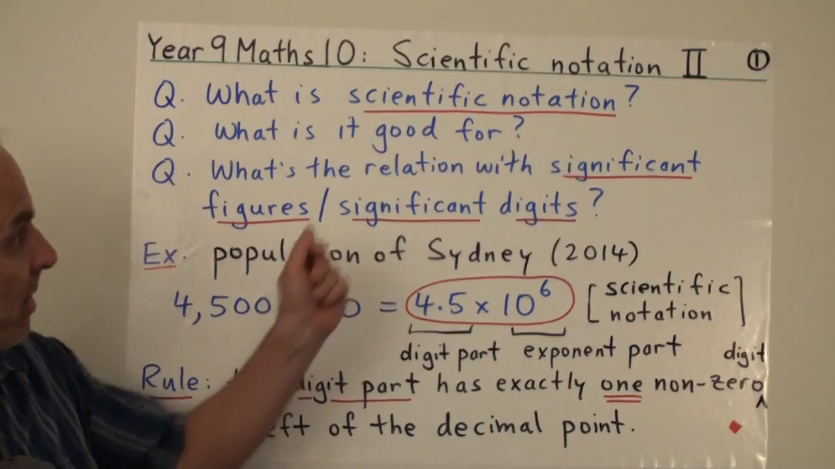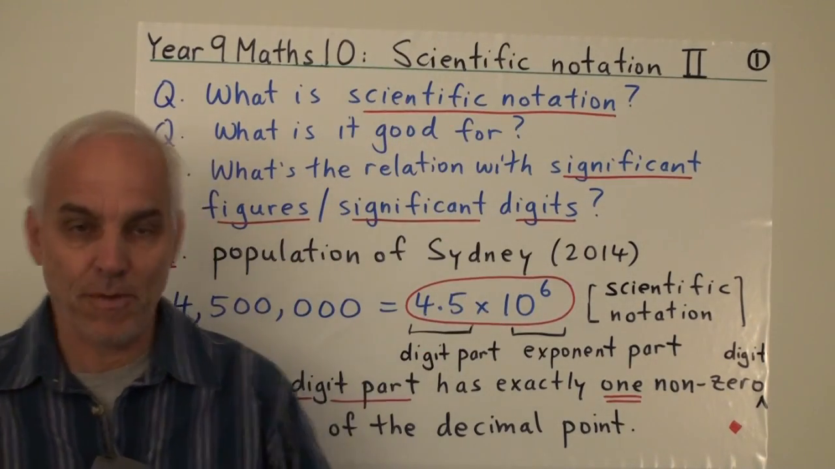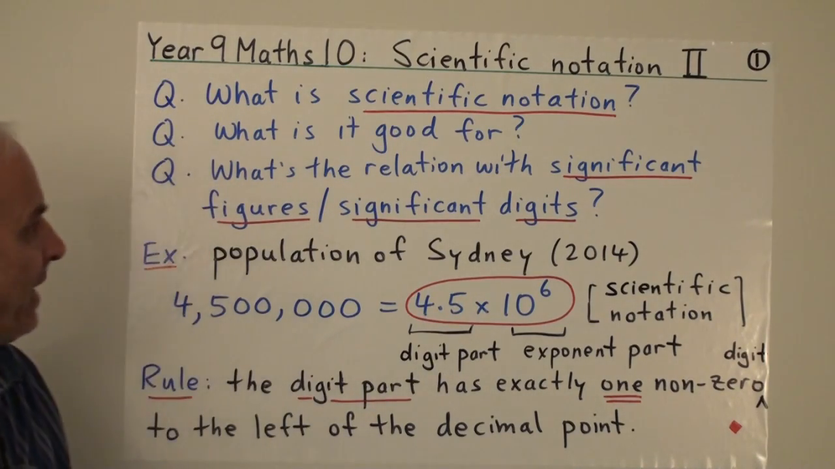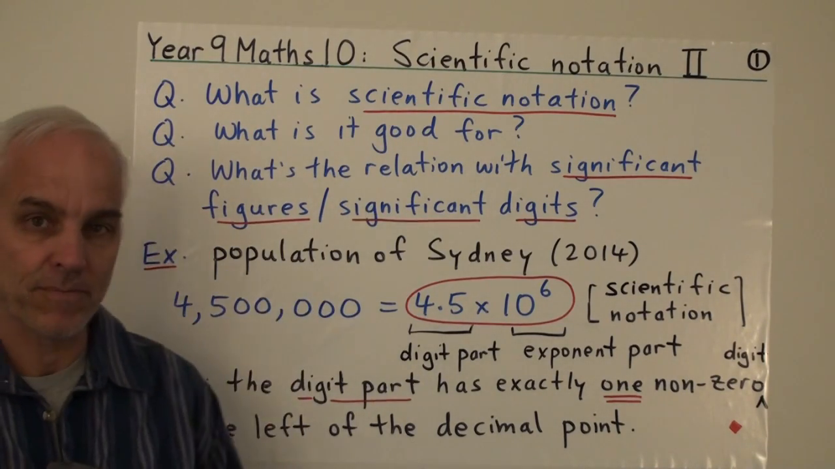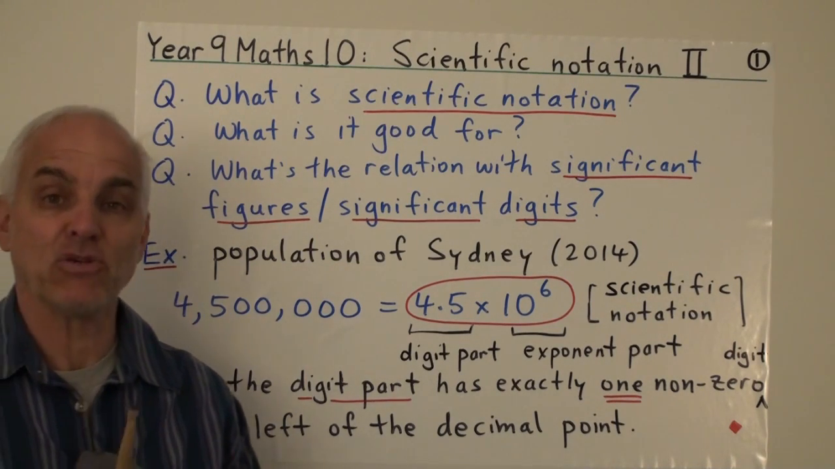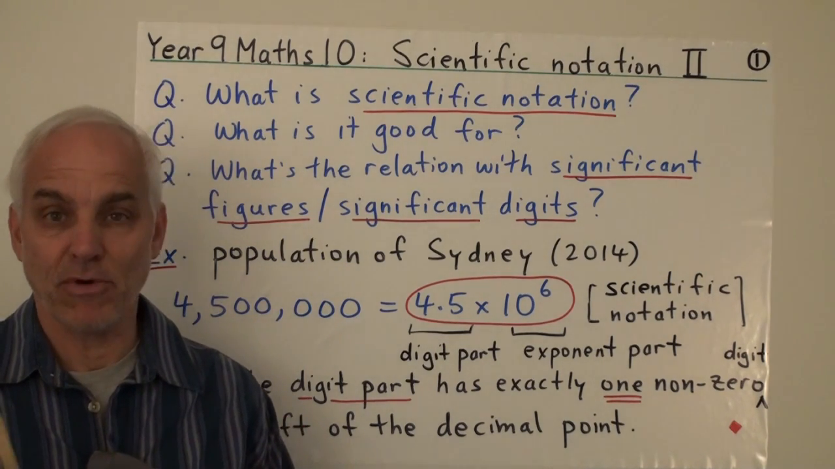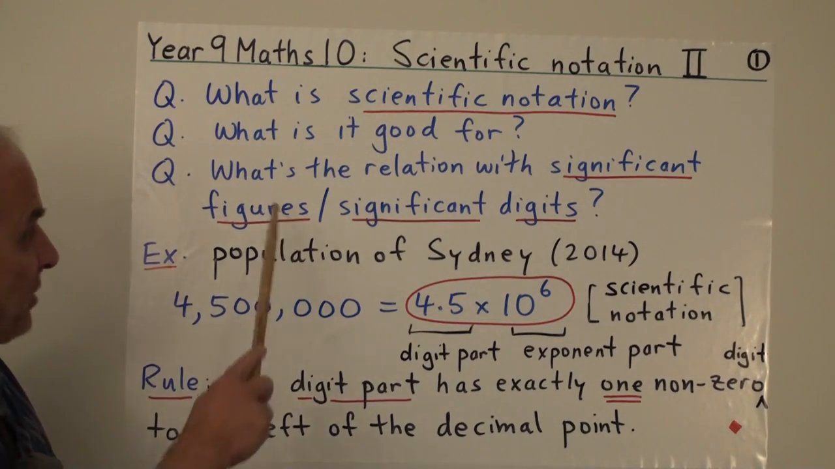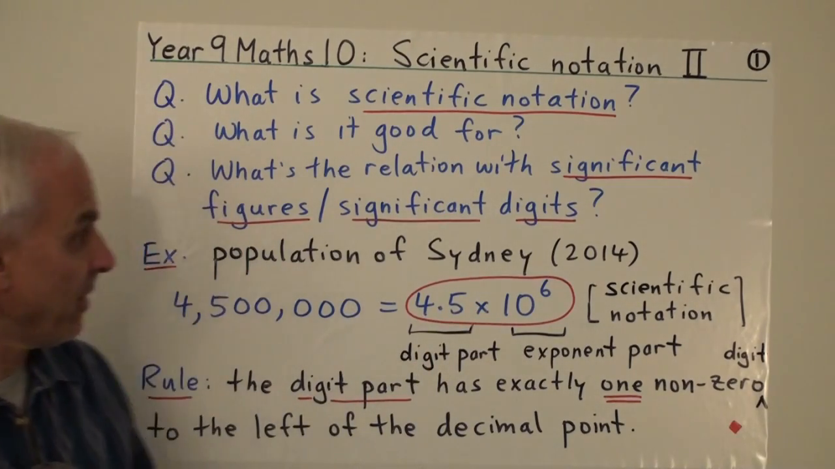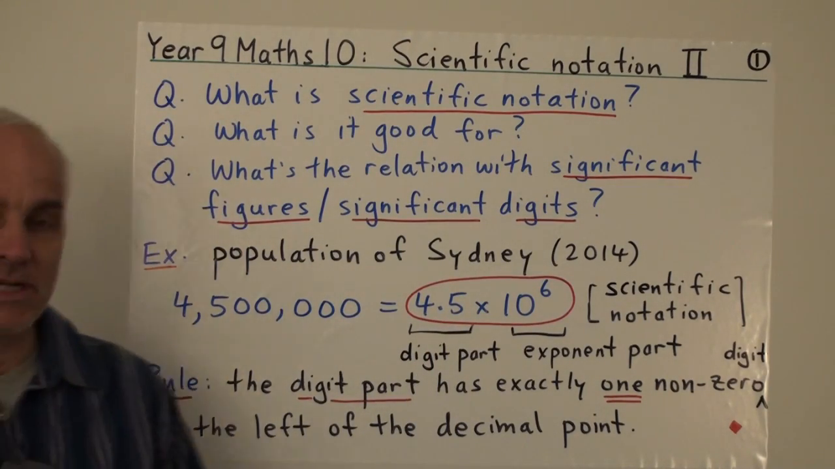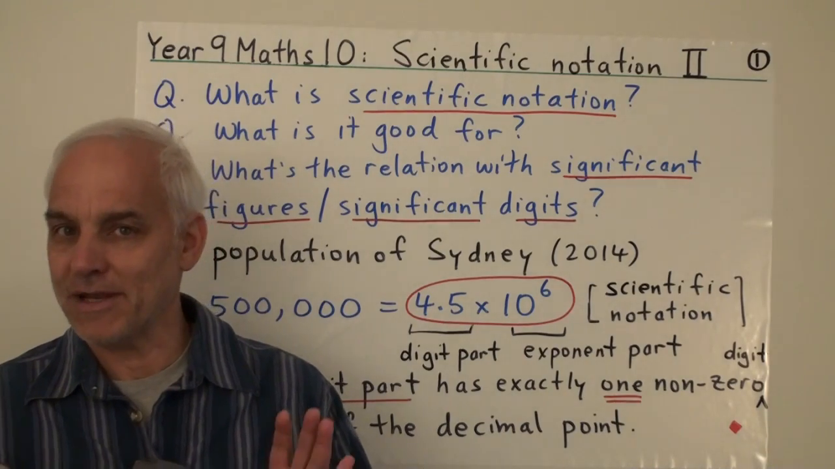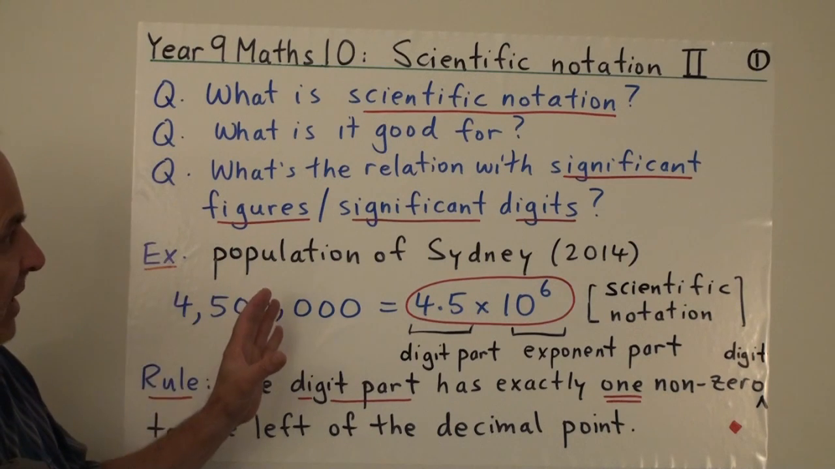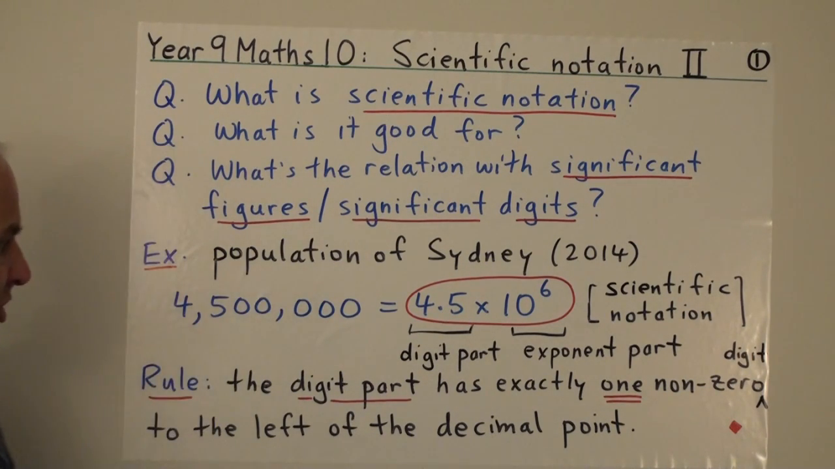And today we're going to talk about scientific notation some more. So we're going to ask, well, what is scientific notation? I'm going to introduce it. And another natural question is, what is it good for? Well, it's good for measurement and expressing numbers very efficiently, especially very large and very small numbers. And there's an interesting question of the relationship with significant figures or significant digits, also in a measurement kind of context. So let me start by explaining what is scientific notation.